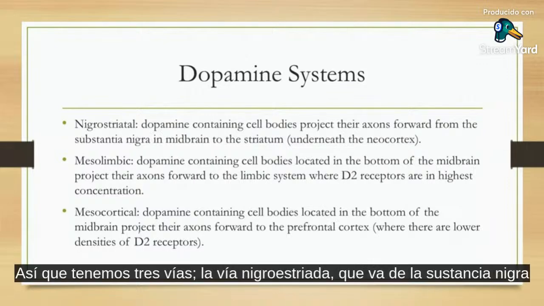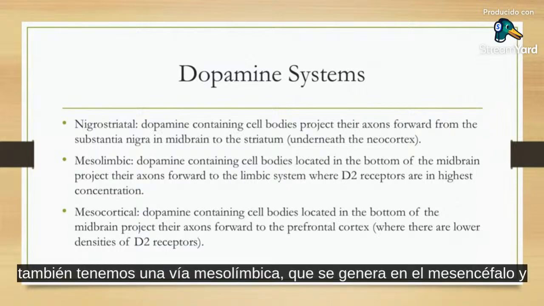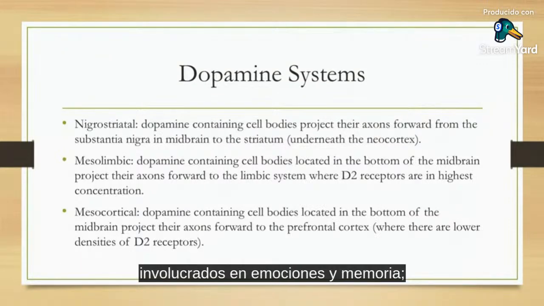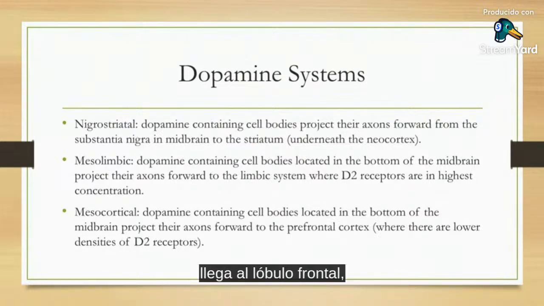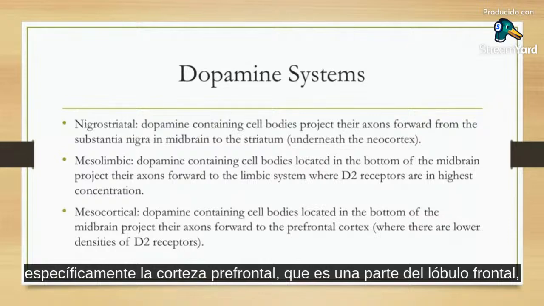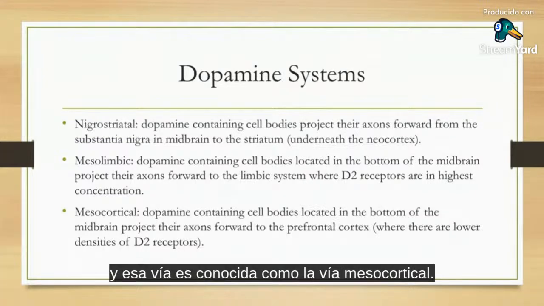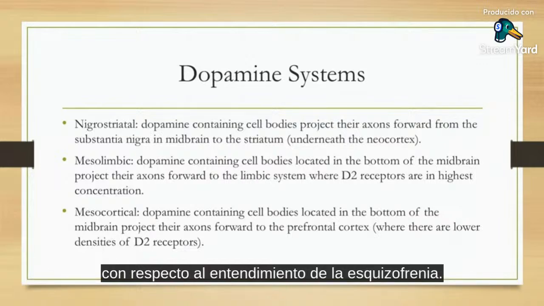So we have 3 systems: a nigrostriatal system going from the substantia nigra into the motor systems of the brain known as the basal ganglia; a mesolimbic system, which is generated from the midbrain and transmits to areas known as the amygdala and the hippocampus, involved in emotion and memory; and a third system, which projects from the midbrain into the frontal lobe, specifically the prefrontal cortex, which is a part of the frontal lobe. That system is known as the mesocortical system. So those are the 3 major dopamine systems we're interested in with respect to our understanding of schizophrenia.